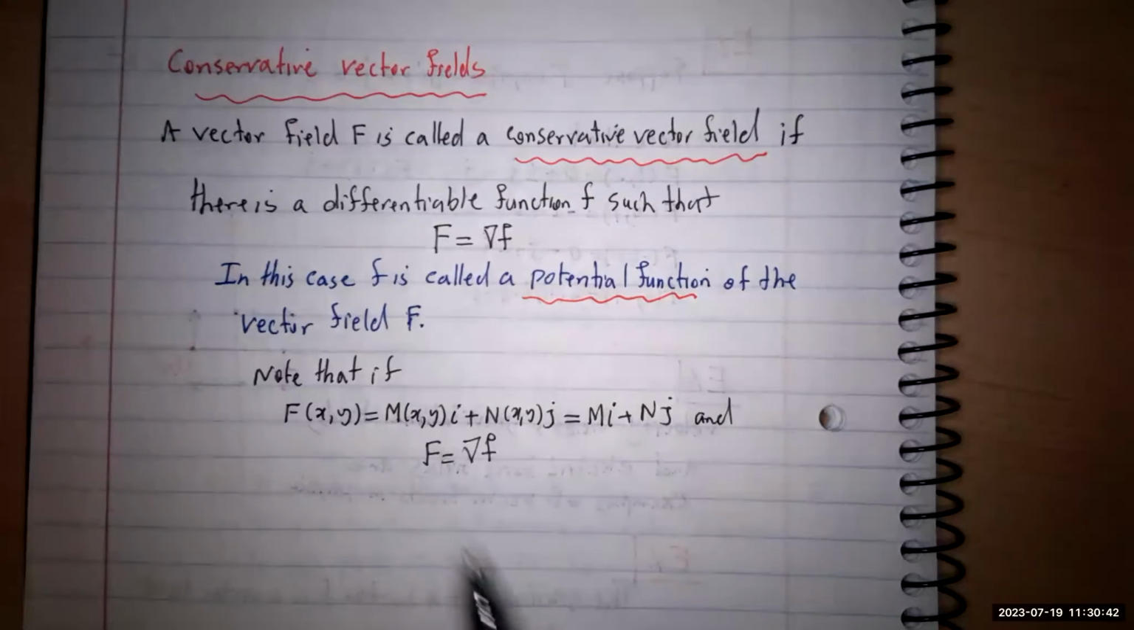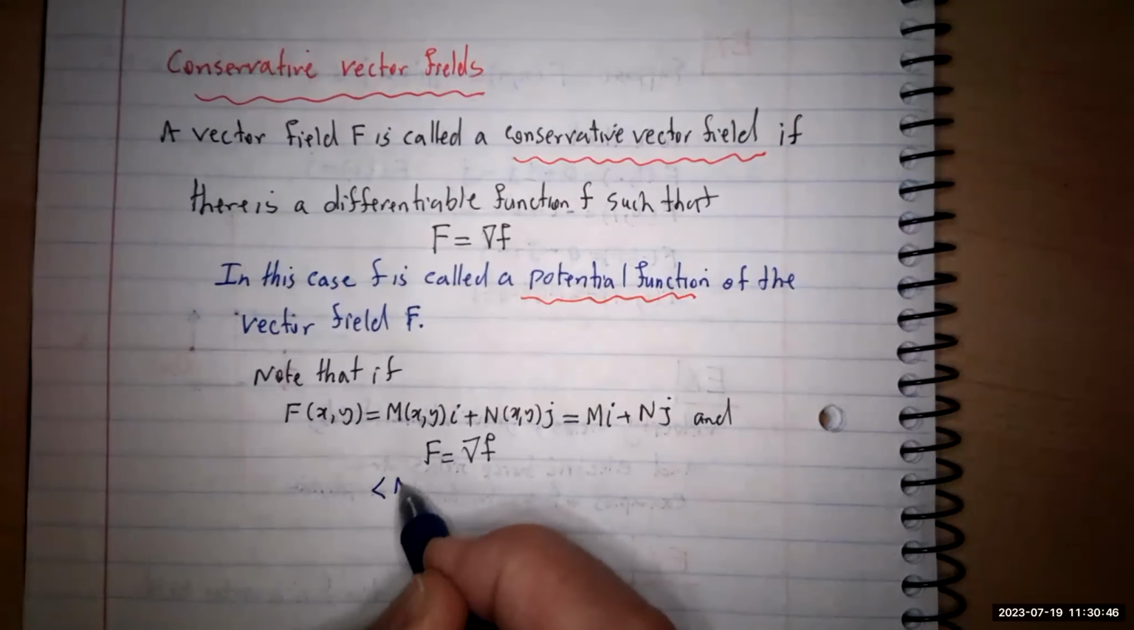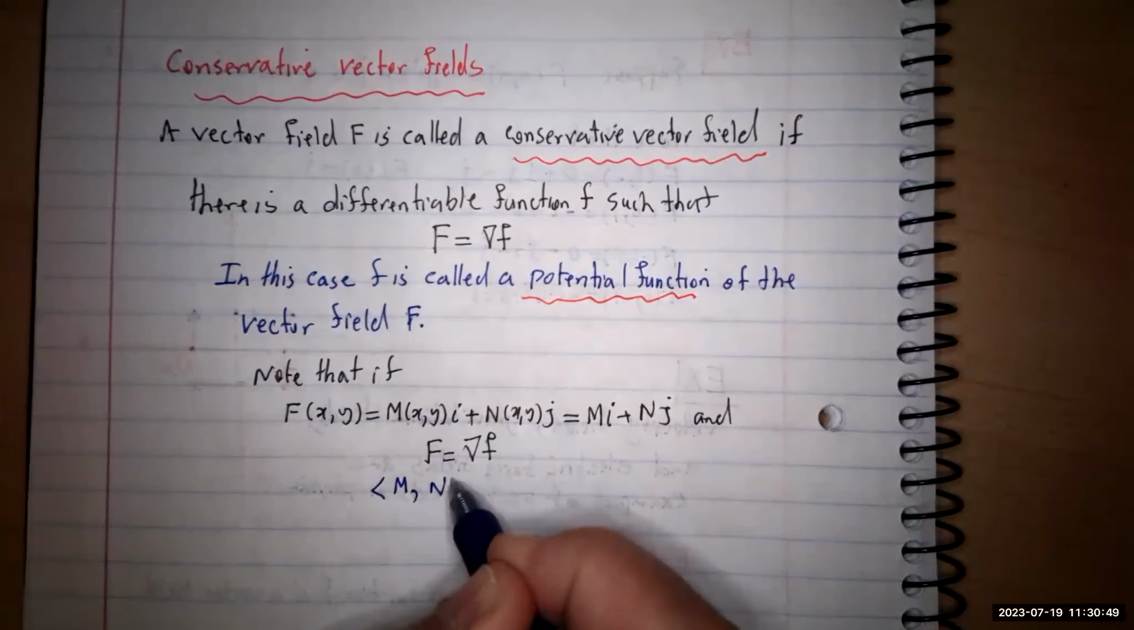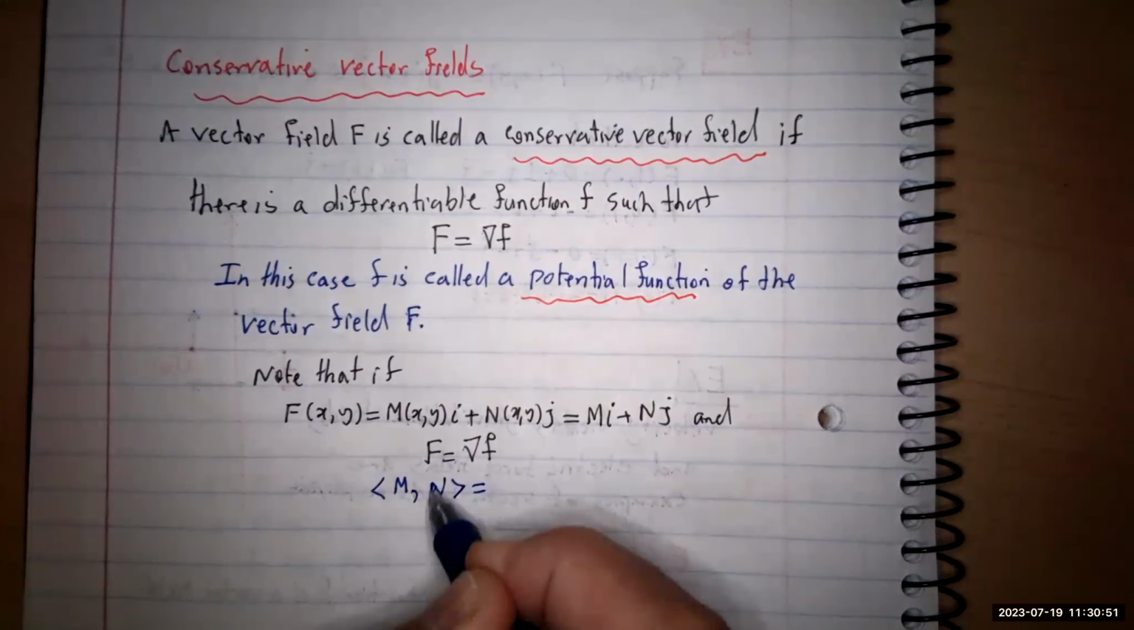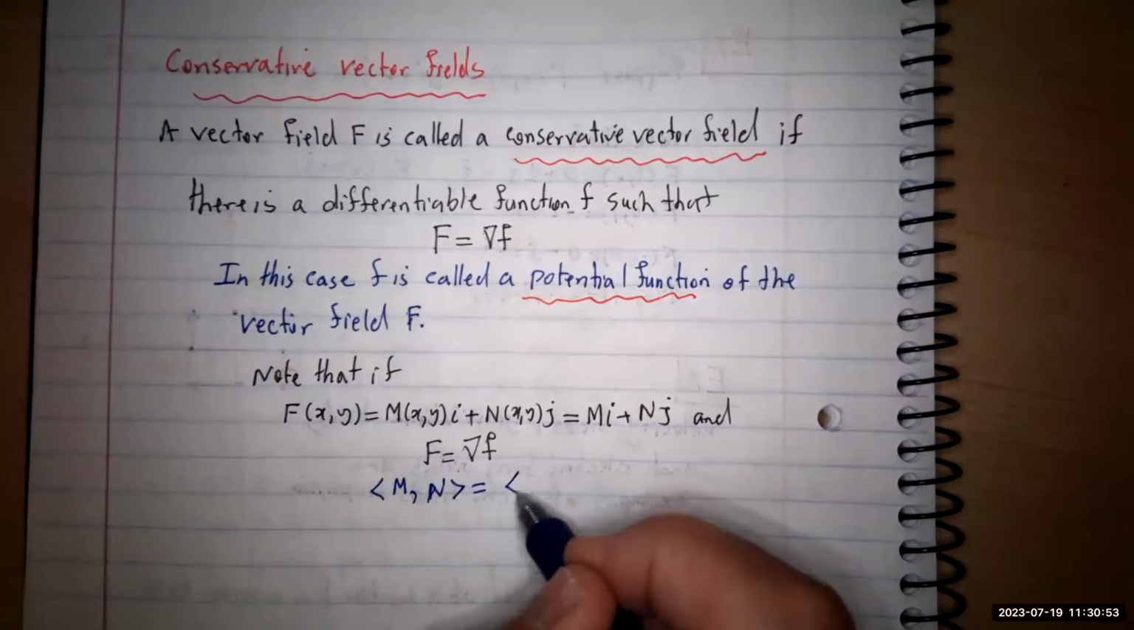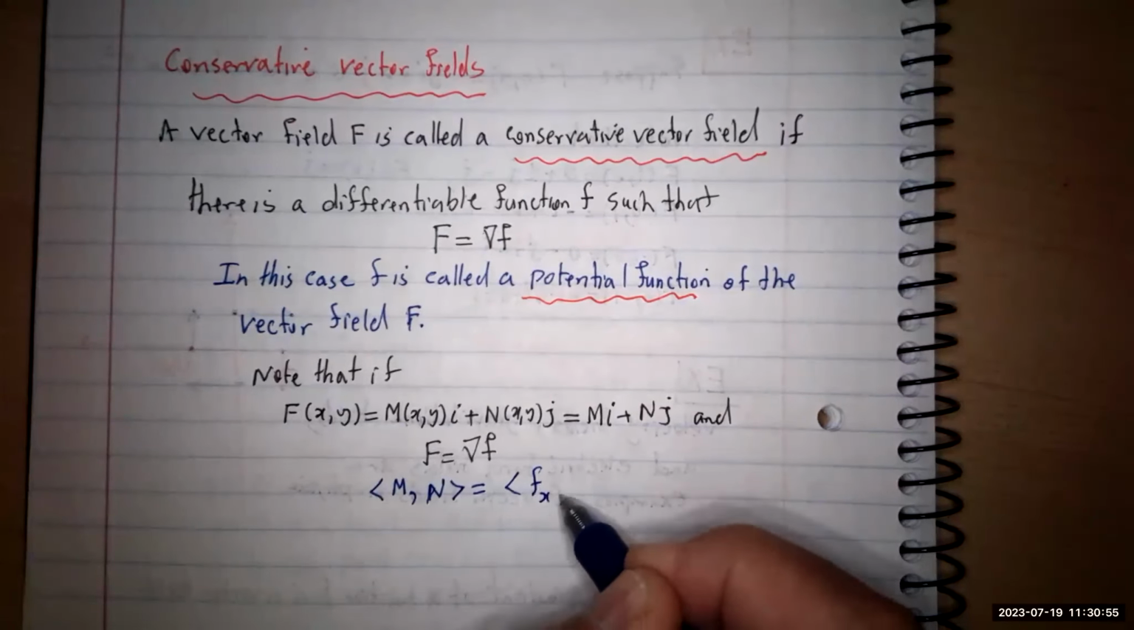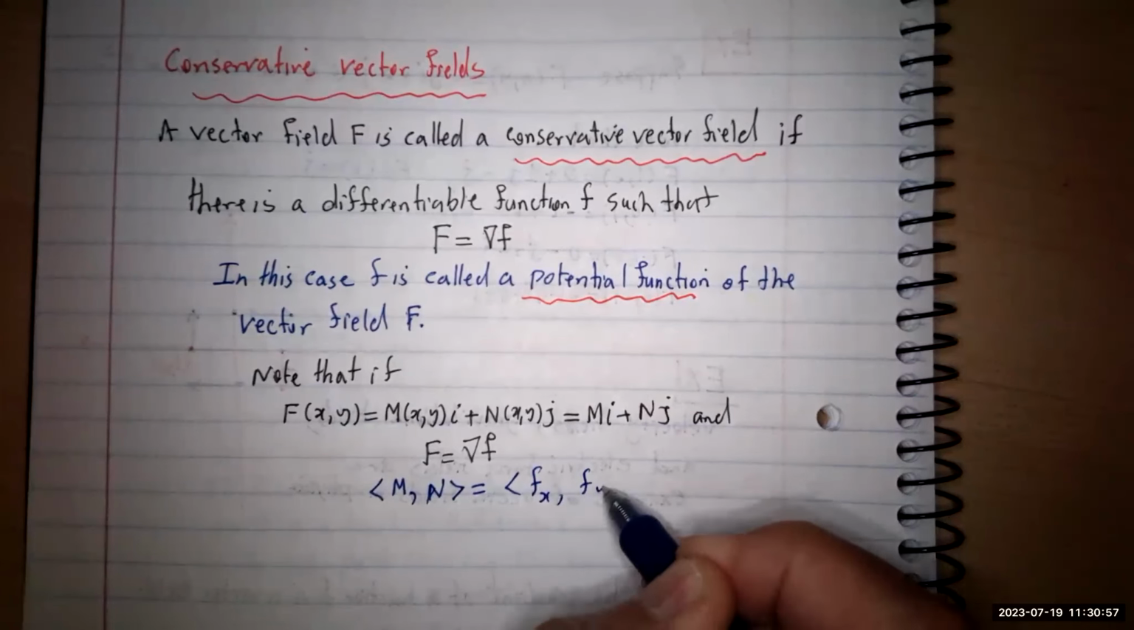This is in vector form, M comma N. And in vector form, this is going to be the partial of f with respect to x and the partial of f with respect to y.